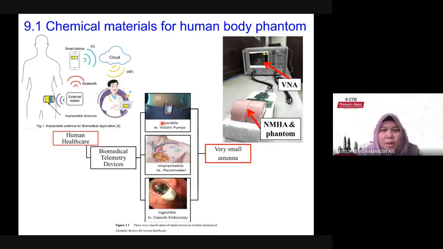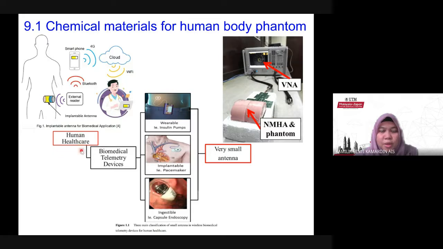Okay, so basically in our laboratory at MJIT UTM Kuala Lumpur, one of the research areas that we embark on is the implantable antenna for biomedical application. So basically the concept is to have the antenna inside the human body, and then an external reader wirelessly captures the signal, and then the medical practitioner can receive the vital values from the devices.